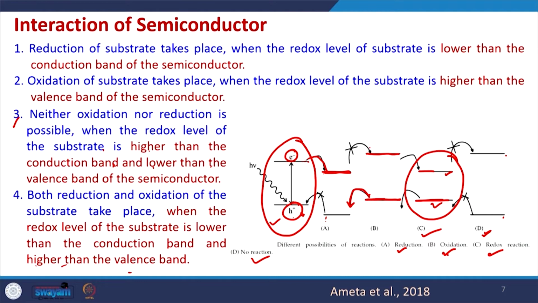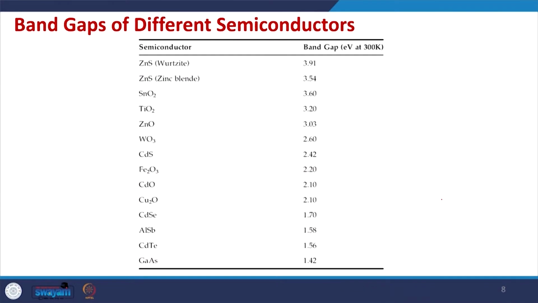So, this slide gives an idea of when any reaction is possible, whether we can oxidize or reduce any pollutant or not. So, we should know the redox level of the substrate as well, which can be calculated. Now, these are the band gaps of different semiconductors. We can see here from 1.42 to 3.91.